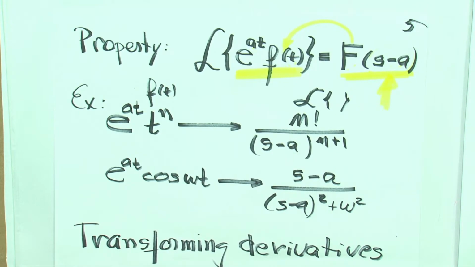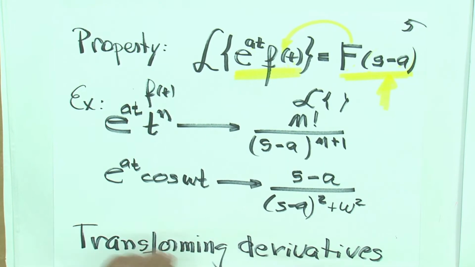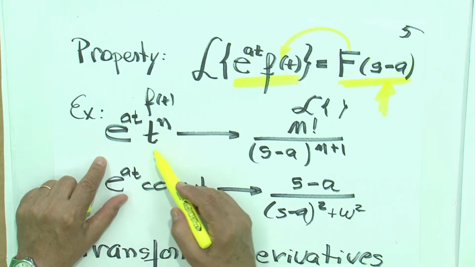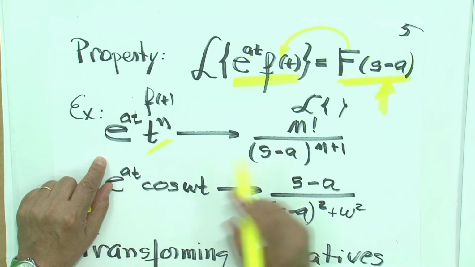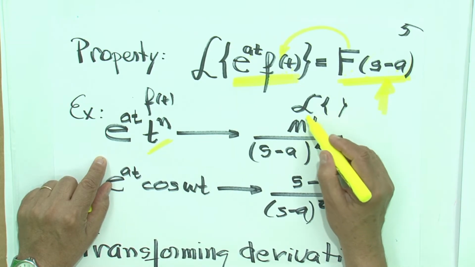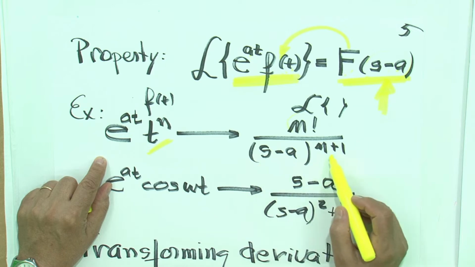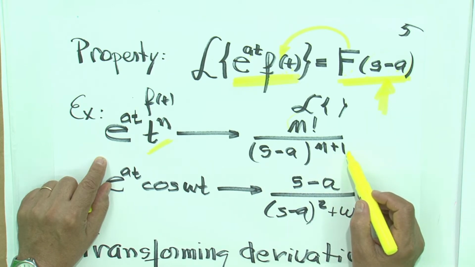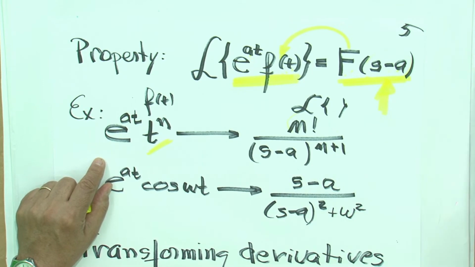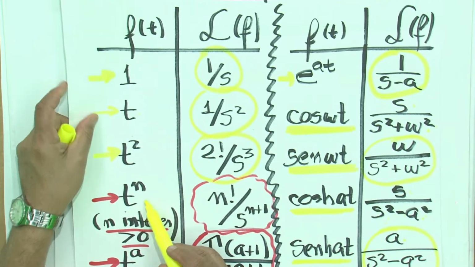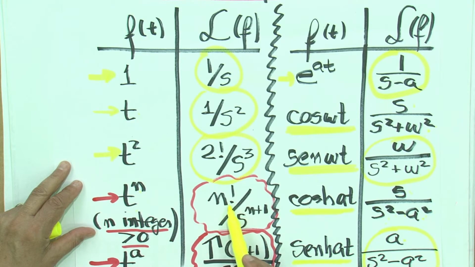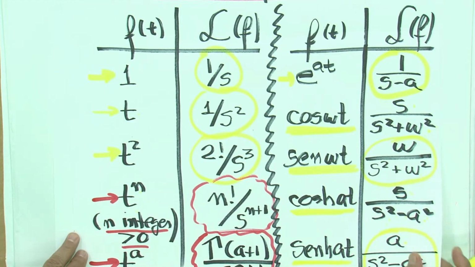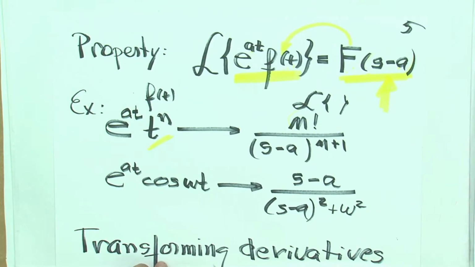So that's an interesting property, because we know that the Laplace transform of t to the n power, with n any integer, is equal to n factorial divided by s to the n plus 1 power, right? That's what we defined here. When we built up this table, we wrote this expression here. t to the n has as Laplace transform n factorial divided by s to the n plus 1 power.